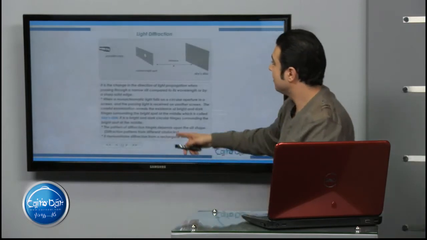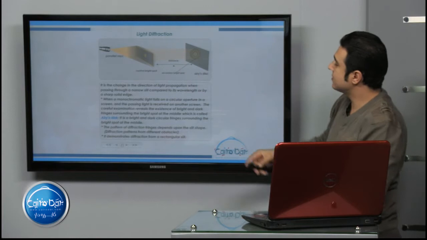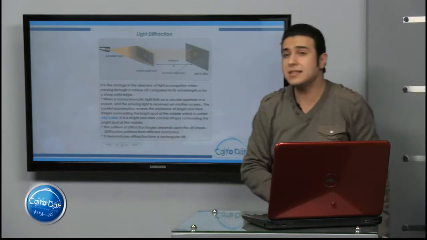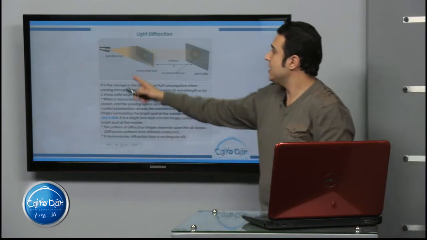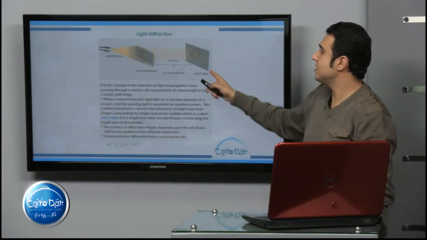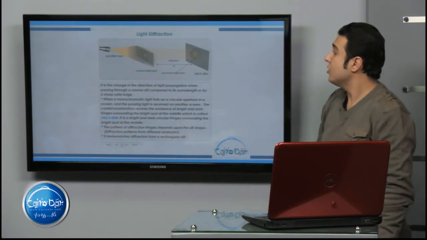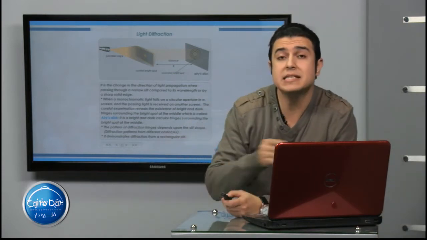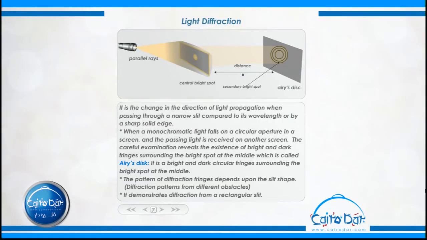We have here a source of light. It forms here an Iris disk, with a central bright spot when it passes through. Here are parallel rays, and the distance here is r. So what's meant by light diffraction? Light diffraction is the change in the direction of light, bending of the light waves.